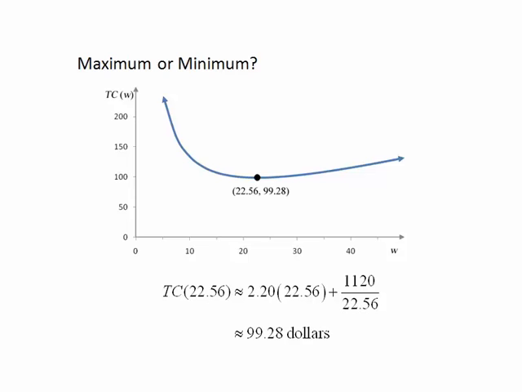The graph of the total cost function verifies that at a width of about 22.56 and a length of 400 divided by 22.56, these lead to a minimum cost of about $99.28. This matches what we saw in the table too. Not only does the table help us to write out the objective function, it also helps us to verify the correct solution makes sense.